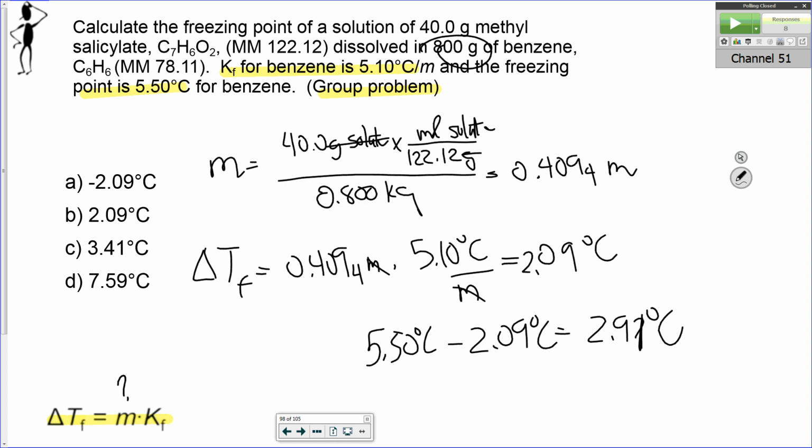So like none of those. Okay. Everybody got a math error? Oh, I subtracted it from 5, not 5.5. Whoopsie. 3.41. And choice C was y'all's most abundant choice.